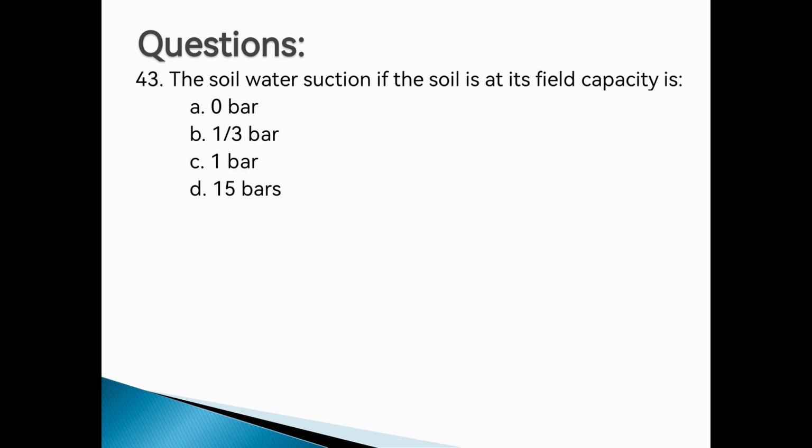100 gram. Number 43. The soil water suction if the soil is at its field capacity is A. 0 bar, B. 1/3 bar, C. 1 bar, D. 15 bars. The correct answer is B.